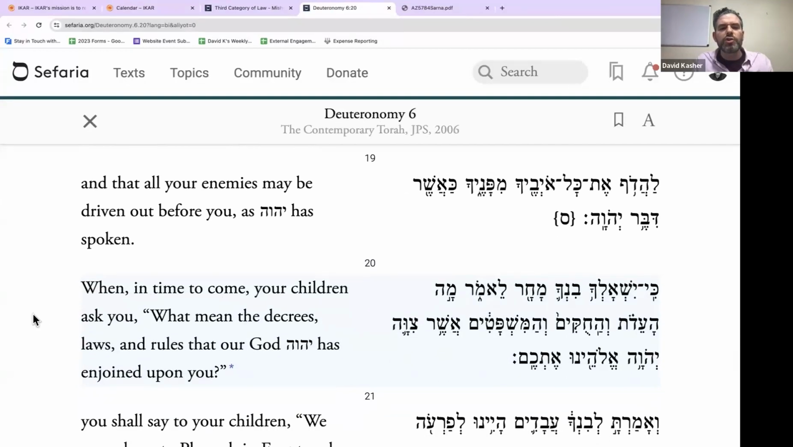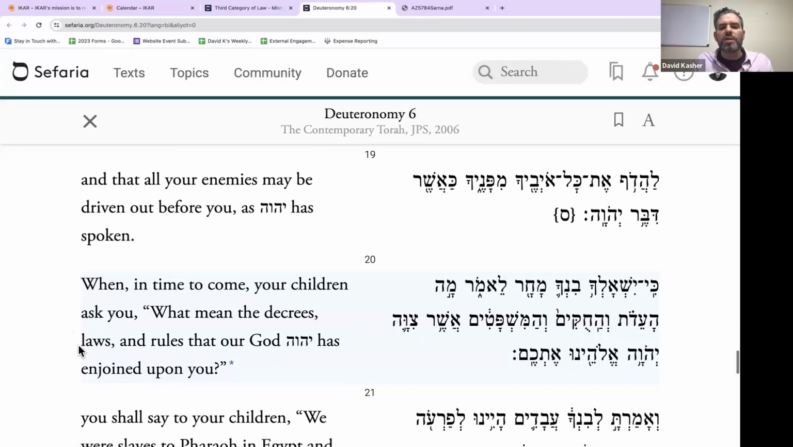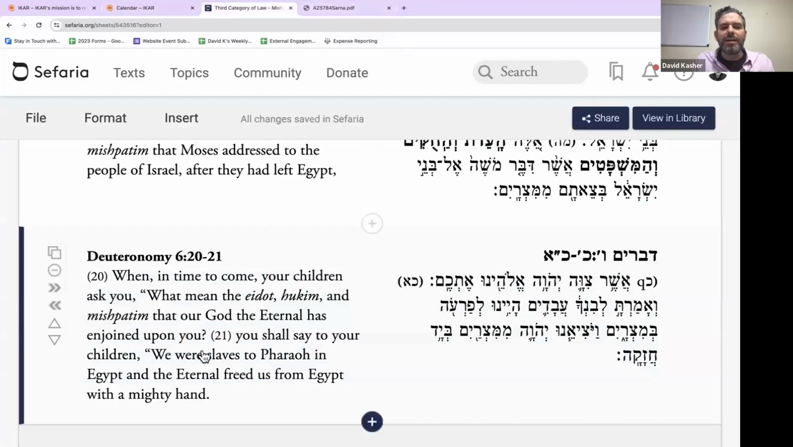When in time your children ask you, what mean the decrees, laws, and rules that our God Adonai has enjoined upon you? What are all these things? Now, that's a big question. Whose question is that? That's the question of the Chacham, of the wise child on Passover. So if you're really wise, and now you all are, you know that there are 3 categories of law. What are the Adot, Chukim, and Mishpatim? What are these 3 categories of law? If you're wise, you're asking. So you can see they're named, and that's part of the Haggadah.